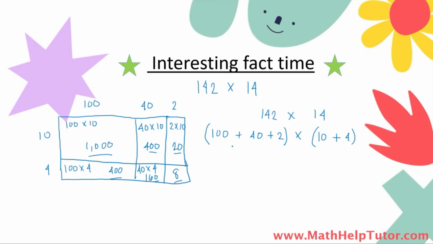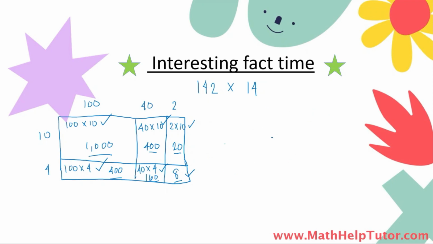So you're going to notice that in the grid method, we're distributing the different parts of this number and multiplying them to each part of the other number. So for 100 times 10, we have this region. For 100 times 4, we have this region. For 40 times 10, we have this region. For 40 times 4, we have this region. And then for 2 times 10, we have this region, and for 2 times 4, we have this region.